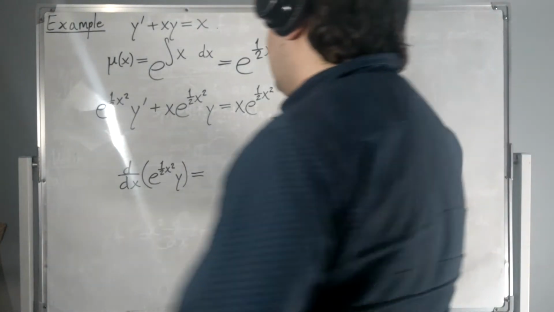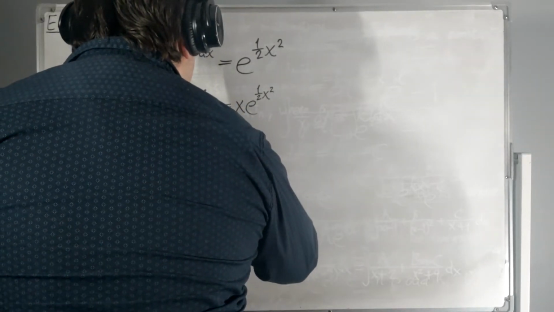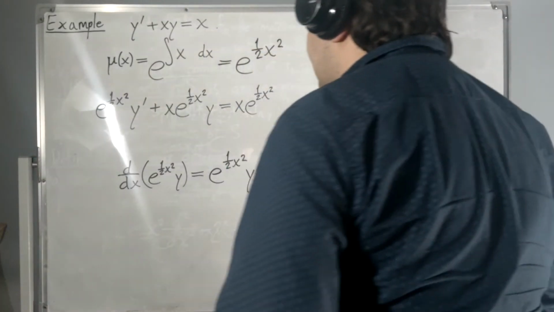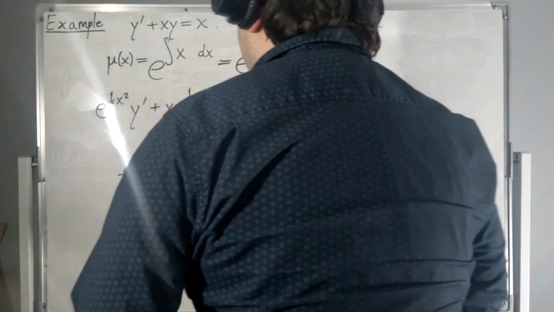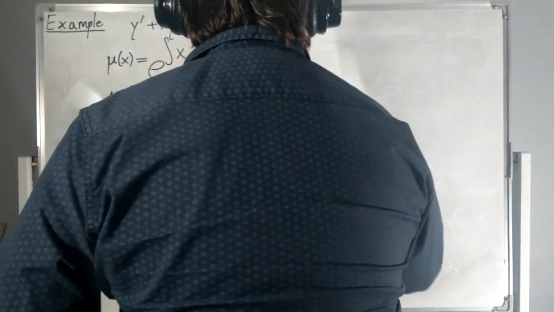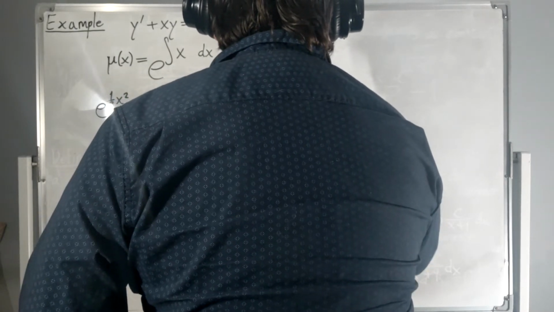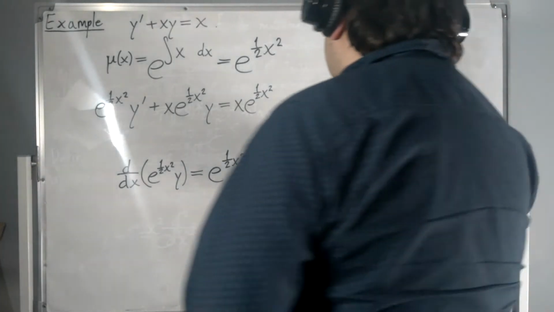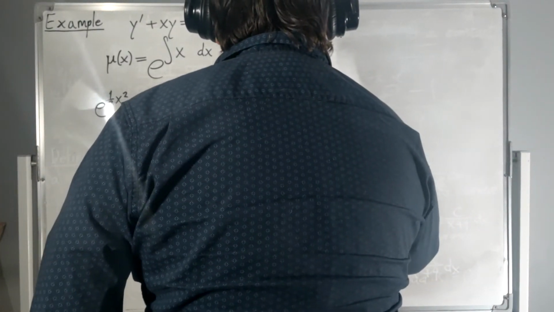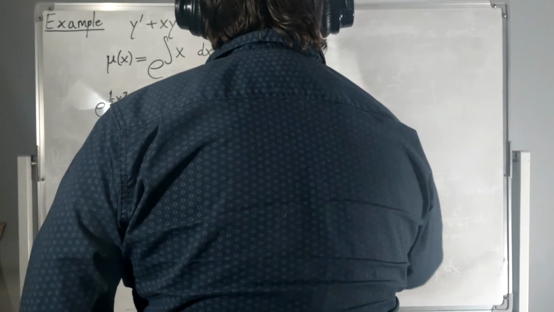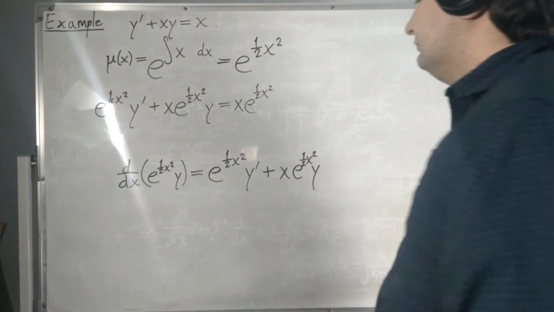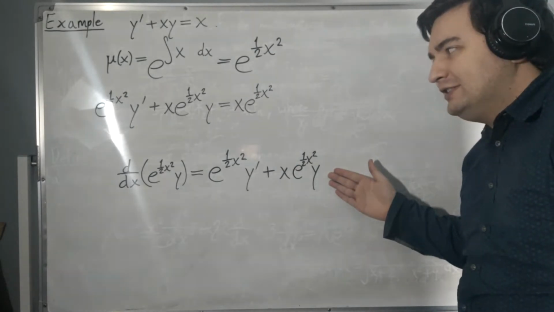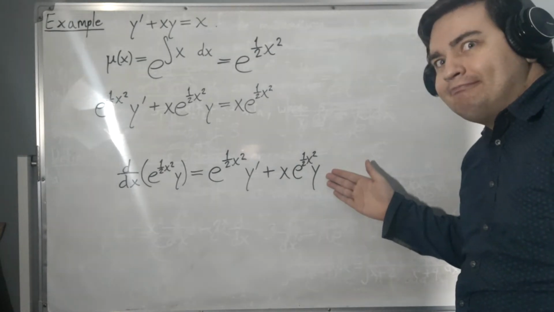So you have the first times the derivative of the second, so that's e to the 1/2 x squared times whatever the derivative of y is, and then add to that the second times the derivative of the first, so y. Then you have the derivative of e to the 1/2 x squared is e to the 1/2 x squared multiplied by x. Does that look familiar? Because that is exactly our left-hand side.